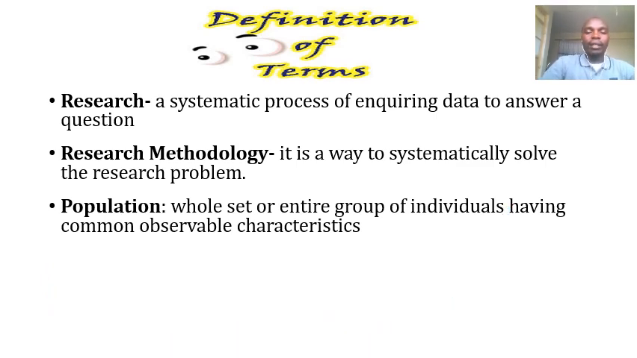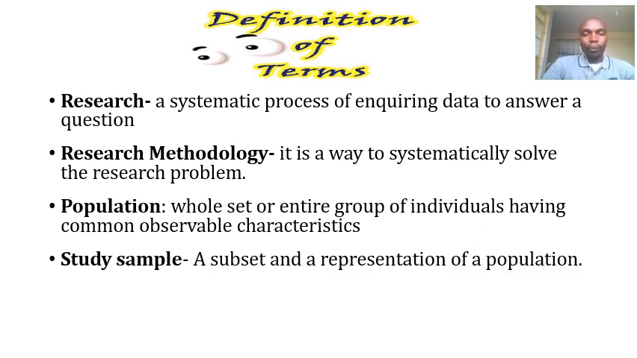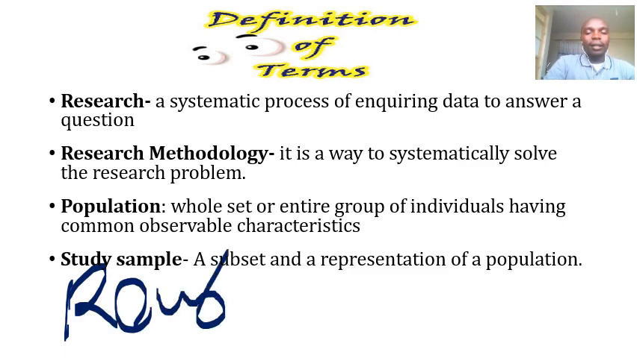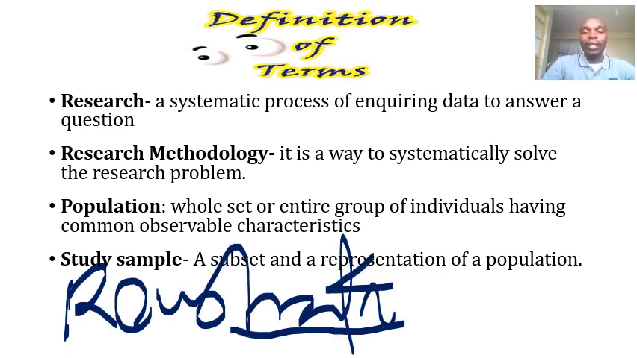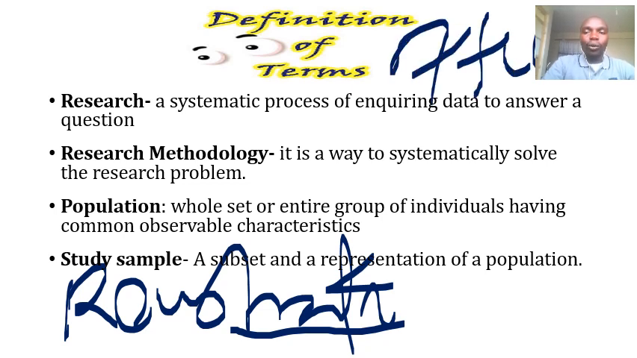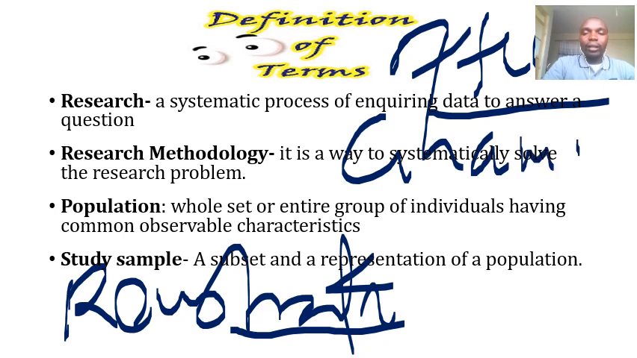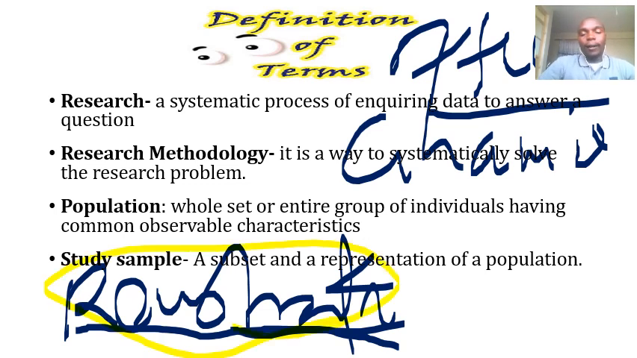We get a very interesting thing called a sample, a study sample. A study sample is a subset and a representation of a population. So if you are looking at restaurants, there's no way you are going to look at something else like other offices or other chains that are not restaurants, since they don't have a common describable characteristic.